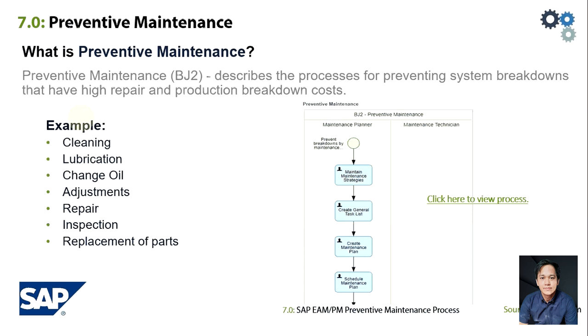Question: what is preventive maintenance? Preventive maintenance describes the process for preventing system breakdowns that have high repair and production breakdown cost. In layman's terms, it is maintenance that is regularly performed on a piece of equipment to lessen the likelihood of its failing. Examples of this are cleaning, lubrication, oil change, adjustments, repair, inspection, and replacement of parts.